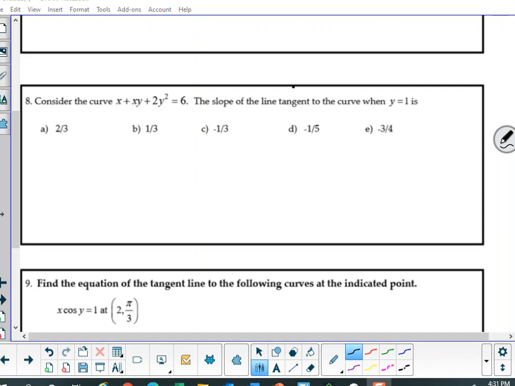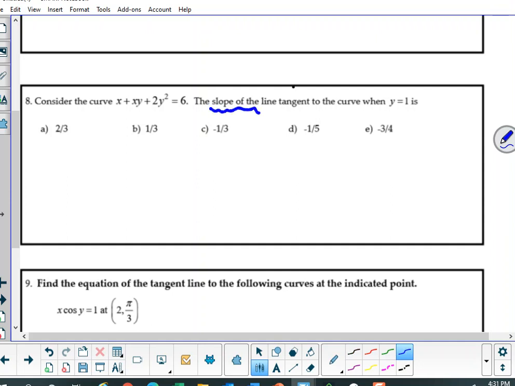Hi everyone. I wanted to go over a couple of the word problems in the implicit packet with you. Most of the problems are pretty straightforward and I'll be posting the key, but these two take a little bit more thinking, and so I wanted to make sure we talk them through.